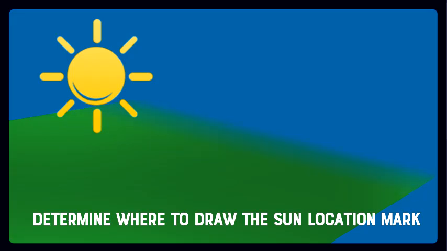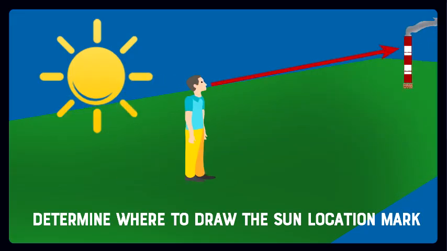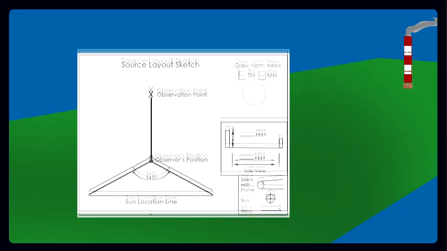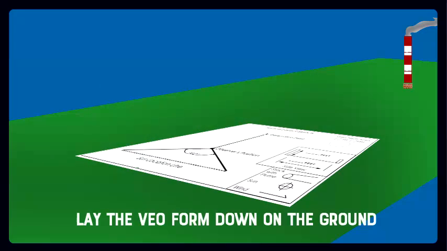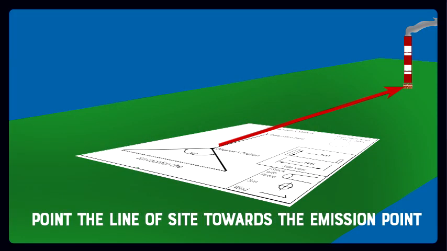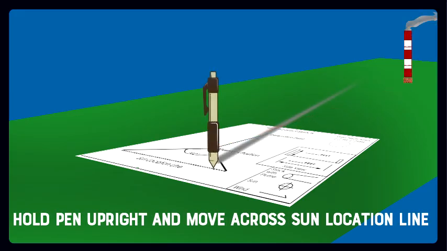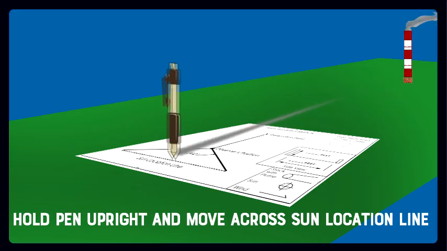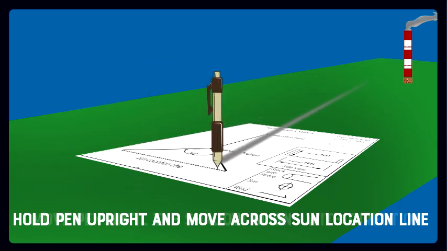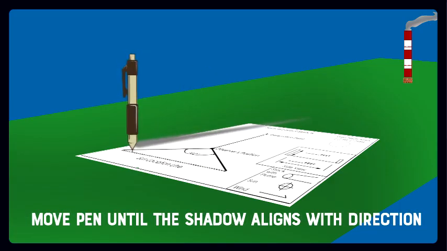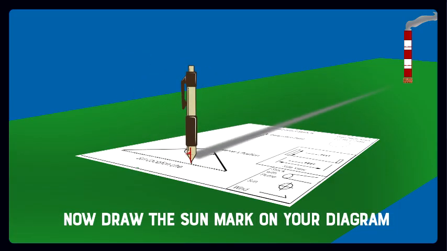To draw the sun's location, perform the following steps while facing the observation point. 1. Put the VEO form on the ground, pointing the line of sight line towards the emission source. 2. Hold your pen in an upright position and move it across the sun's location line. 3. Once the pen's shadow crosses the emission point, draw the sun there along the sun's location line.